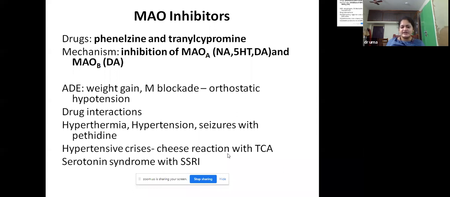And along with SSRIs, they produce serotonin syndrome because they increase the levels of serotonin when given along with SSRIs. When you give them with pethidine, they produce hyperthermia, hypertension, and seizures. Because pethidine is metabolized in two steps: one is hydrolysis, one is demethylation. These MAO inhibitors inhibit the hydrolysis step. So more demethylation occurs, and more norpethidine will be produced. Norpethidine has excitatory effects, so it produces seizures, hyperthermia, and hypertension also.